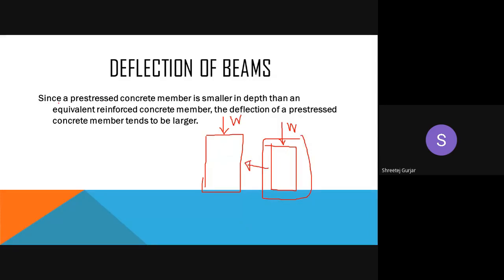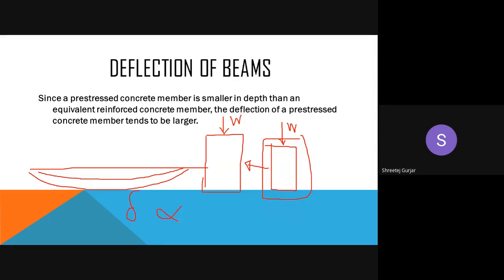So as I've explained here, since a pre-stressed concrete member is smaller in depth than an equivalent reinforced member, the deflection of a pre-stressed concrete member tends to be larger. Since your cross section is smaller, the deflection will be more compared to your RCC. Suppose this is our RCC member deflection and this will be our pre-stress member deflection. So deflection is usually proportional to what? Consider deflection as delta.